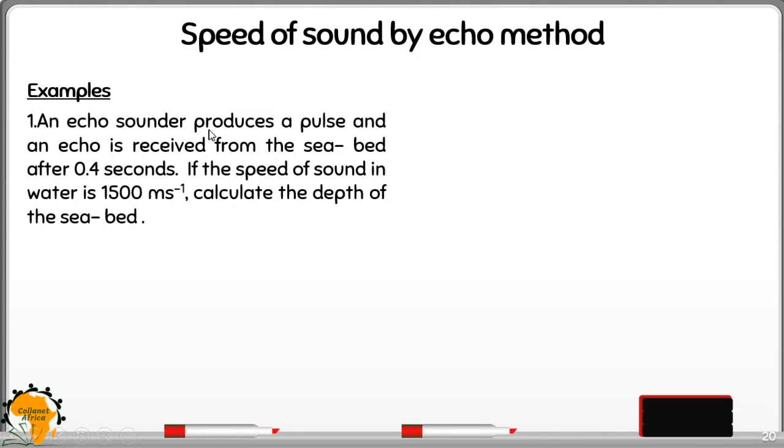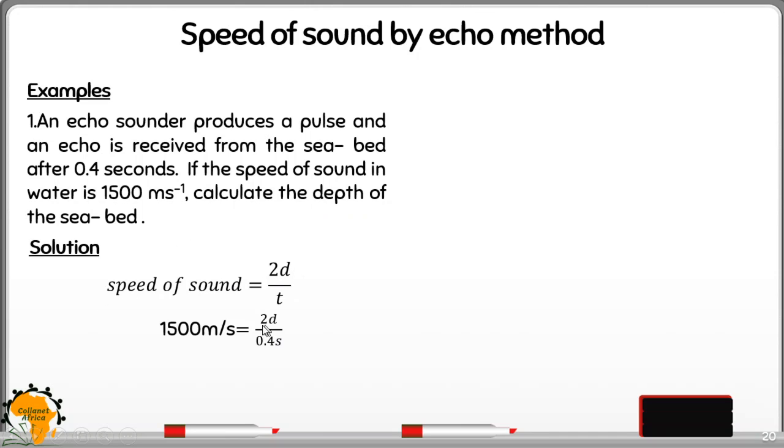An echo sounder produces a pulse and an echo is received from the seabed after 0.4 seconds. If the speed of sound in water is 1,500 meters per second, calculate the depth of the seabed. We proceed as follows. We have just seen that speed of sound is 2d over t. So we substitute our values. We have the speed is 1,500, then 2d divided by the time taken, which is 0.4 seconds. After that, we want to get the value of d.